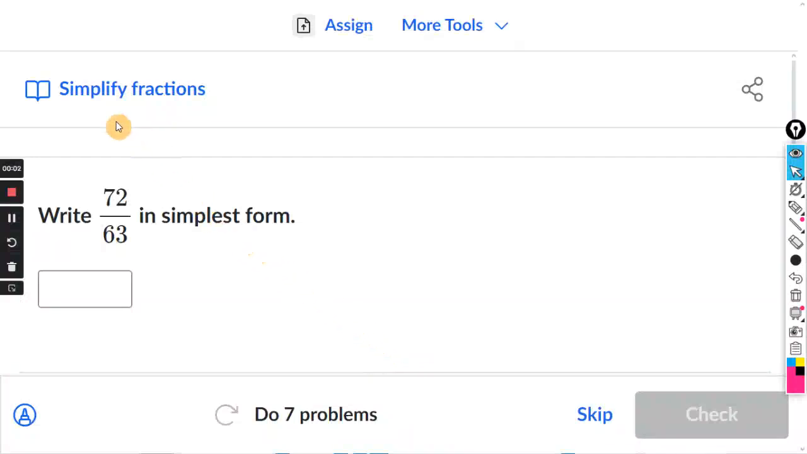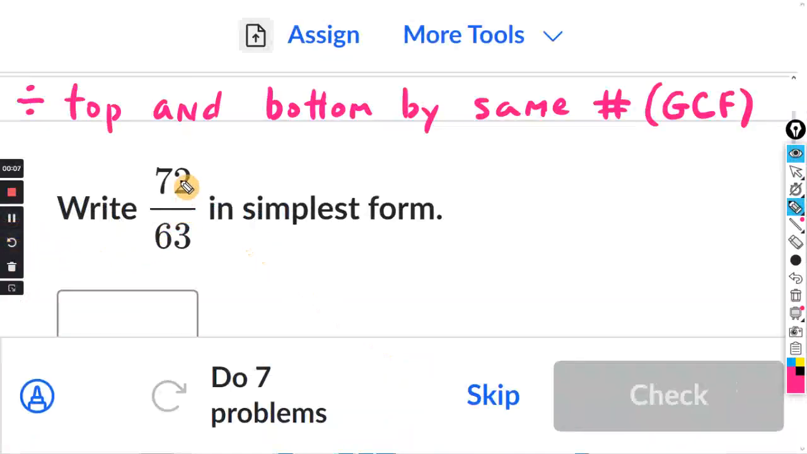This will be for the con exercise, simplify fractions. All right, so they want us to write this fraction in simplest form. In other words, reduce this fraction. And what you want to do is divide the top and bottom by the same number. Okay, by top and bottom, I mean the numerator and denominator. And the best number to use to divide would be the greatest common factor. Now, if you don't get the greatest common factor at first, that's okay. You can keep going and keep reducing this fraction until it's in the simplest form.